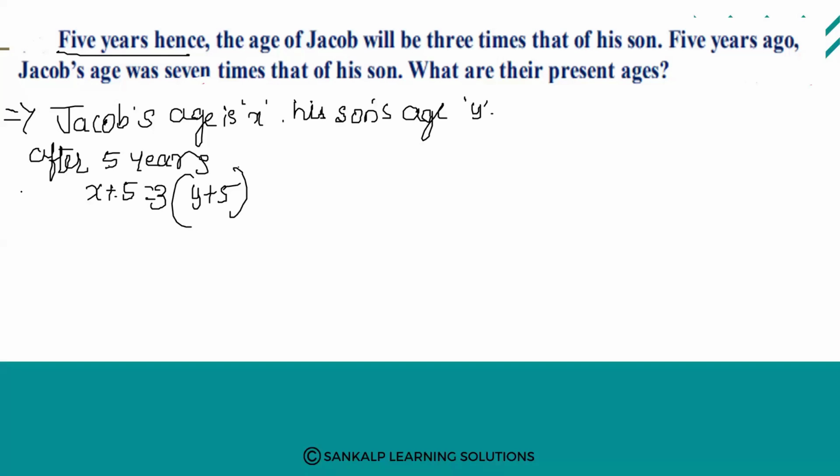Next, 5 years ago. 5 years ago means back. So 5 years back, what happens? x minus 5 is equal to 7 times y minus 5. What is that? 5 years ago, Jacob's age was 7 times that of his son. Okay, so this is Jacob's age and that Jacob's age is 7 times that of his son, right?